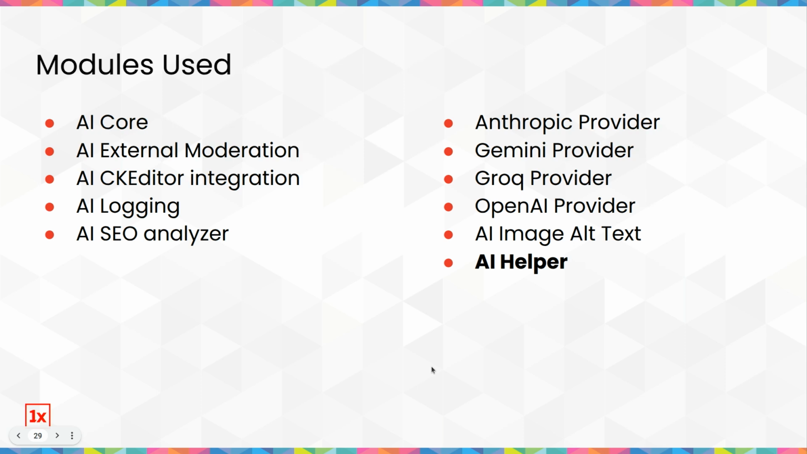To show you the modules that I use, it's just AI core, AI external moderation. You have to actively turn it off if you don't want moderation, but you want to have it on. And then it's the AI CKEditor integration, that's one module. AI logging is there. We didn't see it, but it's good to install because then you see what you send to the model and what you get back. Then the AI SEO analyzer, and the AI image alt text.